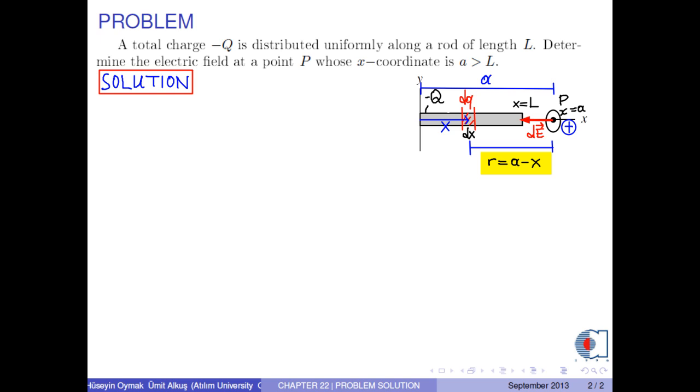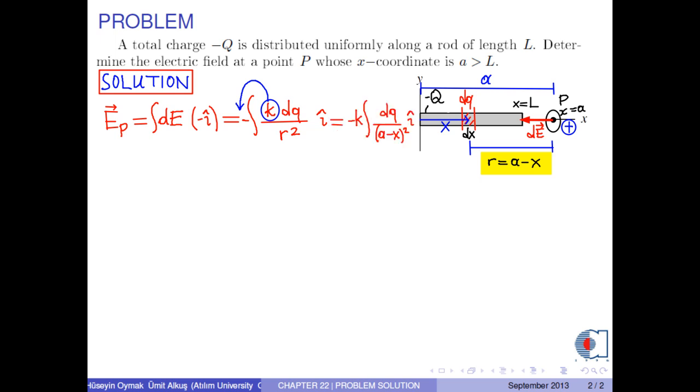Therefore, the total electric field due to the rod at point P is calculated by the formula integral of dE, negative i hat, because it is in the negative x direction. dE is calculated by the formula k times dq over r squared. Here, because k is constant, it can be taken outside the integral sign. So we are left with negative k times integral of dq over (a minus x) squared, i hat.